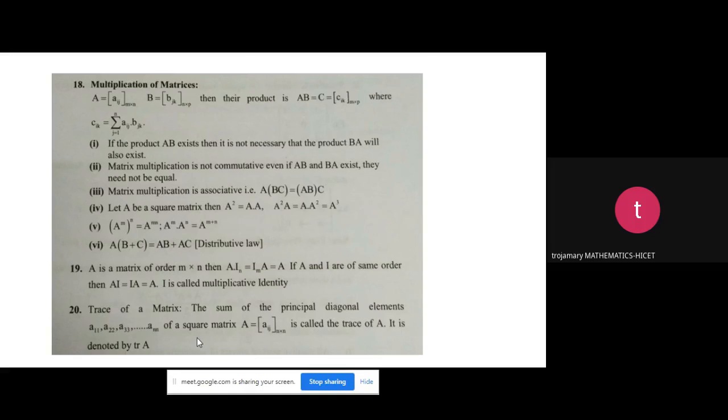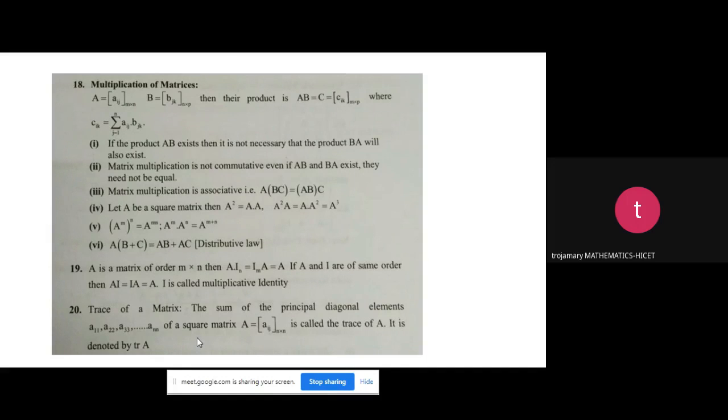Then matrix multiplication is not commutative. Even if AB and BA exist, they need not be equal. This is not true for all matrices. For some matrices AB equals BA, but in general AB is not equal to BA. Matrix multiplication is associative, right? A into BC equals AB into C, and for a square matrix A, A squared equals A into A. Then A power M power N equals A power MN. Then A power M into A power N is A power M plus N.